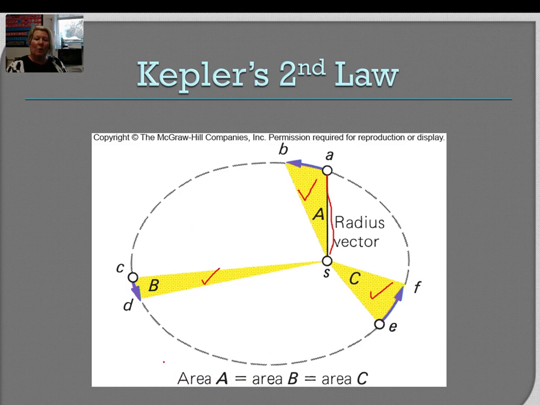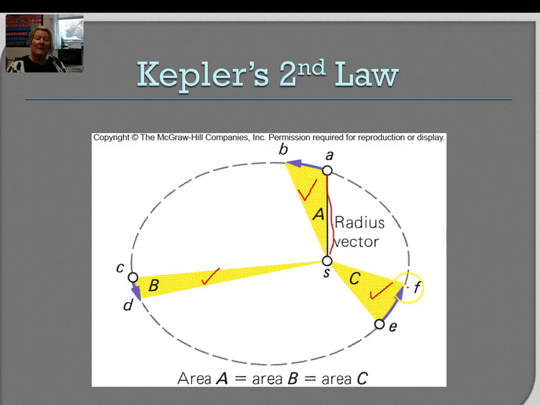So what does that mean? What do the planets have to be doing as they're orbiting the Sun? What happens to its speed? Pause the video and think about it for a moment. As the planet moves from A to B, C to D, E to F, where in the orbit is the planet moving the fastest?